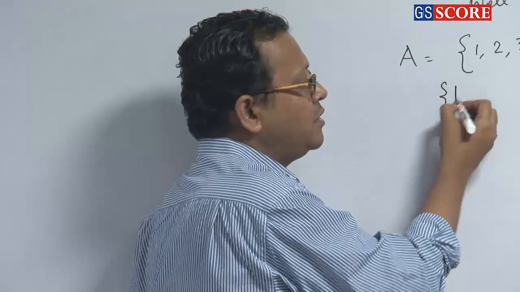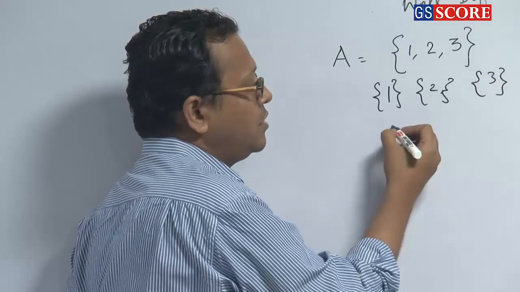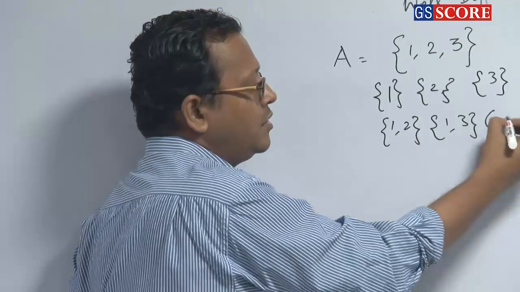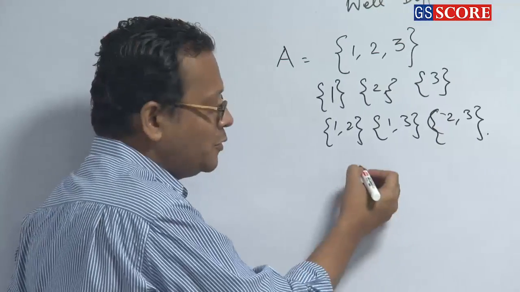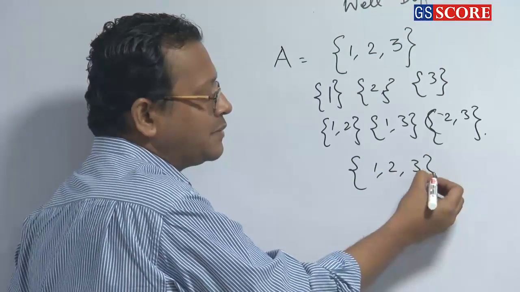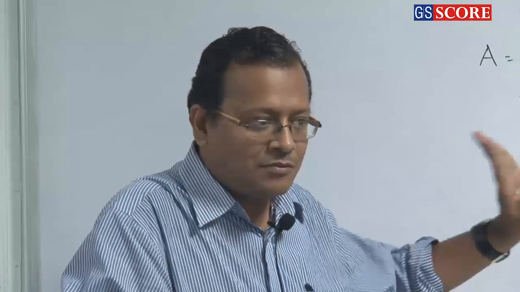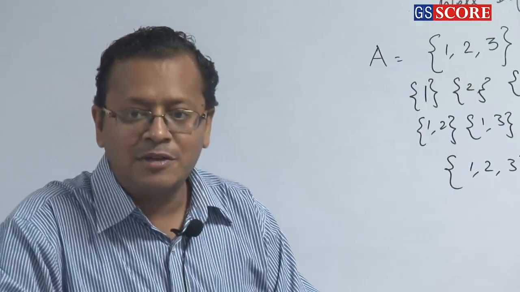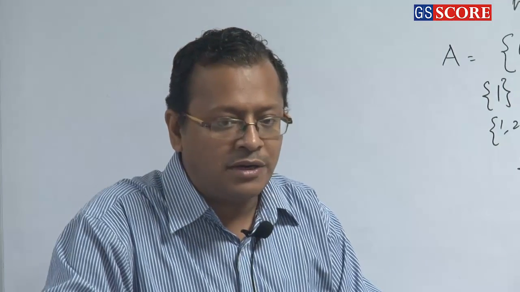Subset is 1, subset is 2, 3, 1 2, 1 3, 2 3, and 1 2 3 is also a subset. A set is a subset of itself. Enough? And there is one more set which is 5. 5 means null set, a set having 0 elements. 0 is a whole number, right?